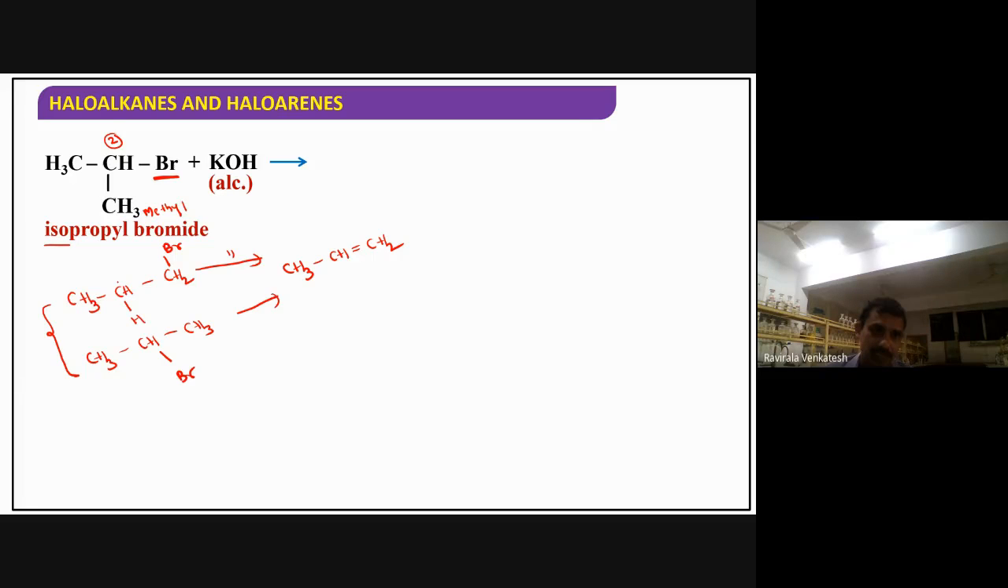Very simple. Here this is the beta hydrogen, and the bond is shifted here. Now, if this is the alpha carbon, this will be the beta hydrogen. Otherwise, you can select this one also. This is also a beta hydrogen. But in both cases we get the same product only. So we are going to get the same product.